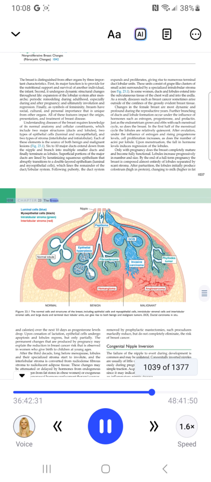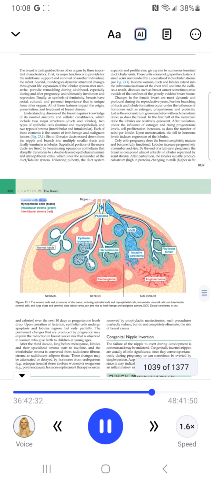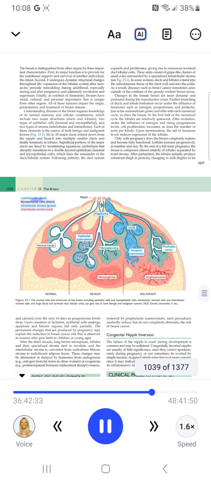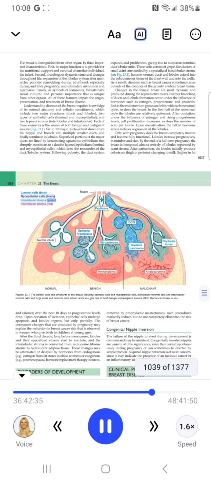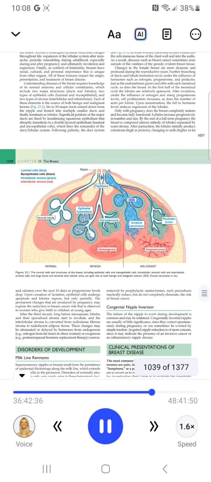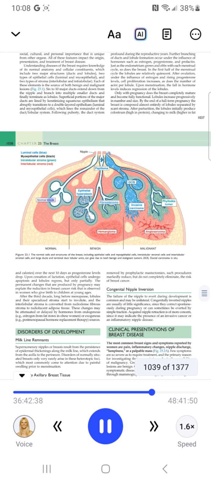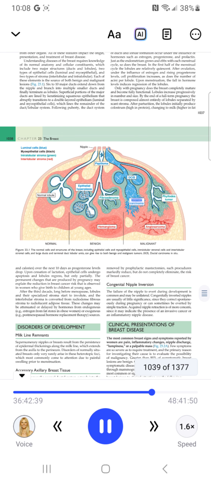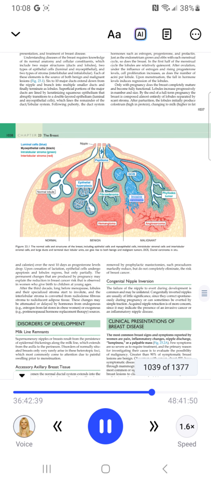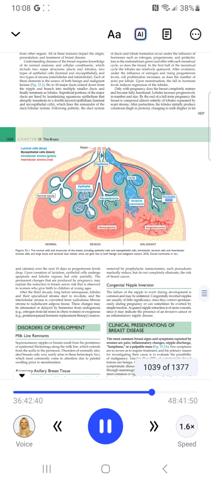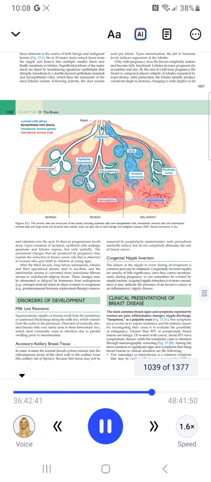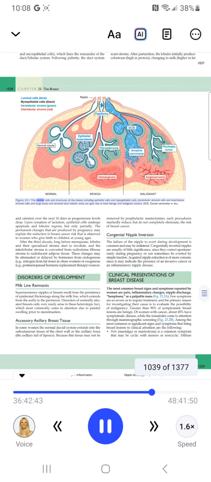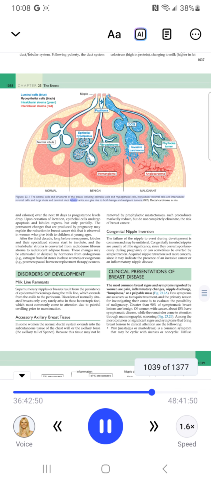Nipple, luminal cells, blue. Myoepithelial cells, black. Intralobular stroma, green. Interlobular stroma, red. Papilloma, DCIS, epithelial hyperplasia, normal lobule, fibroadenoma, invasive carcinoma. Phyllodes tumor, hemangioma, angiosarcoma. Normal, benign, malignant, Figure 23.1. The normal cells and structures of the breast, including epithelial cells and myoepithelial cells, intralobular stromal cells and interlobular stromal cells, and large ducts and terminal duct lobular units, can give rise to both benign and malignant tumors.